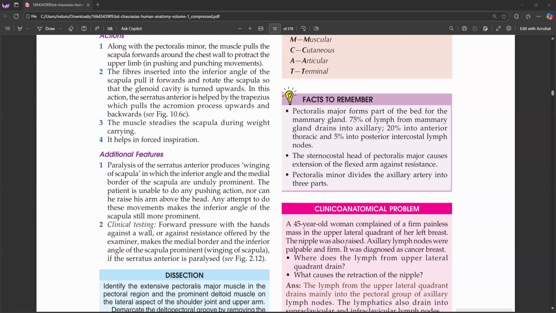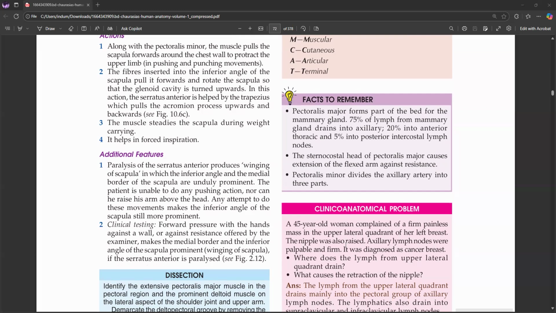Actions. Along with the pectoralis minor, the muscle pulls the scapula forwards around the chest wall to protract the upper limb in pushing and punching movements. The fibers inserted into the inferior angle of the scapula pull it forwards and rotate the scapula so that the glenoid cavity is turned upwards.